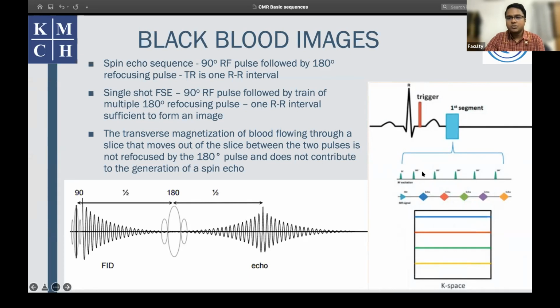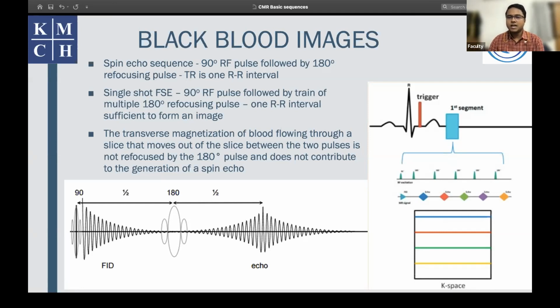And each 180-degree pulse will produce one echo or MR signal, which fills a single line in the K space. So within a single RR interval, we are able to fill multiple lines in the K space, which is sufficient for one image formation. So a single shot fast spin echo can produce an image in a single RR interval. So you need not image the patient over multiple RR intervals.